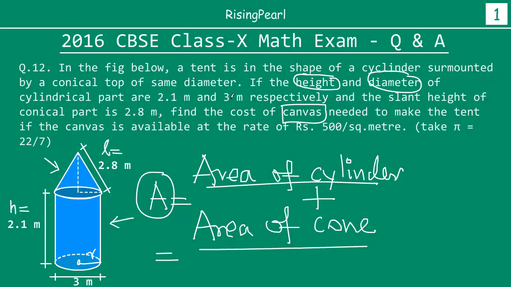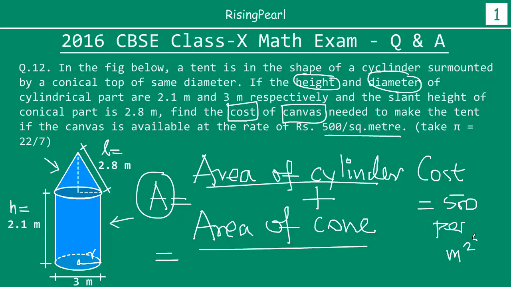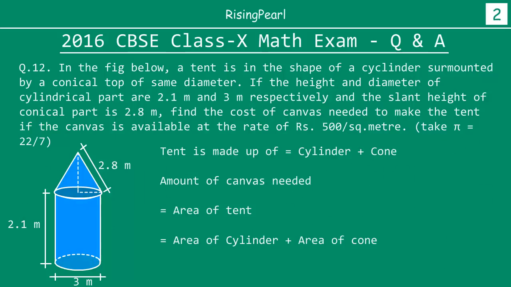Now the question is not that. The question is to find the cost. The cost is given at a certain rate: 500 per square meter. So to cover 1 square meter, we have to spend this much money. Once we find the total area in square meters, we simply multiply that by 500, and that will give us the final cost. So how are we going to do it? Let's do it one by one.